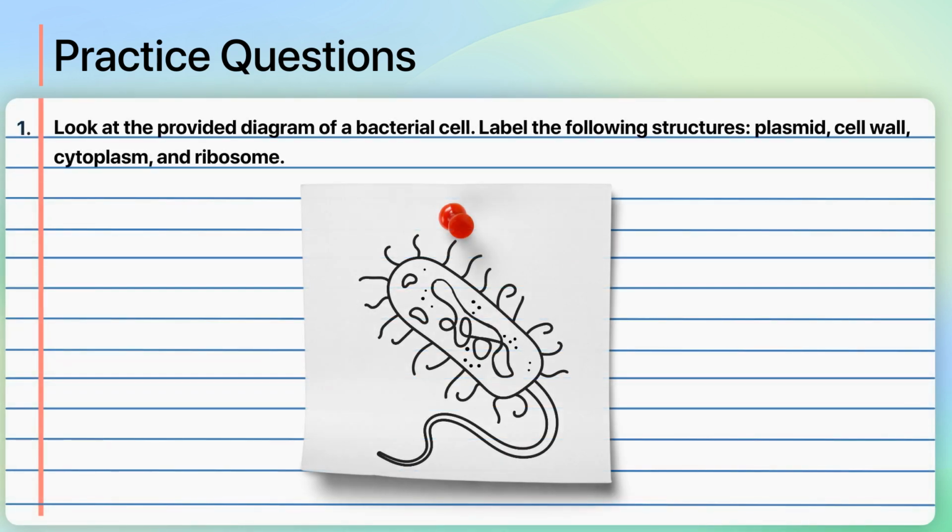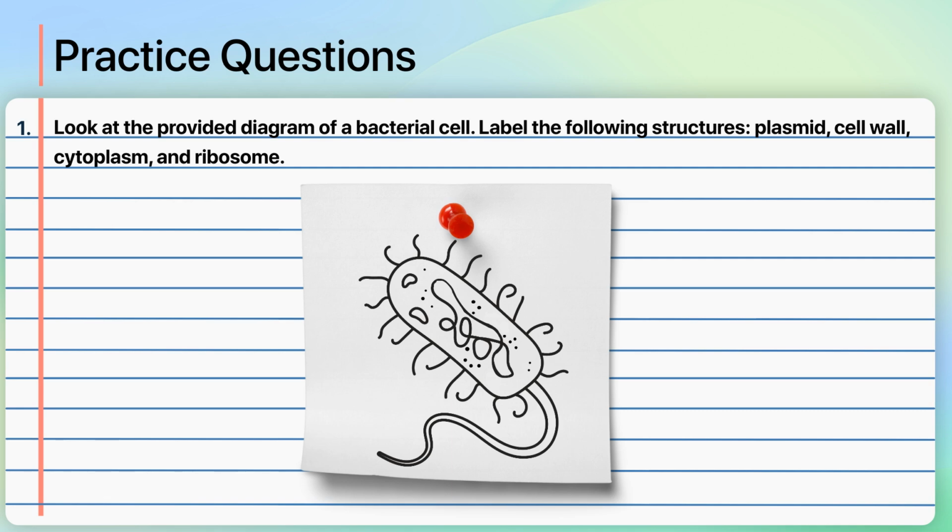Now, let's work through some questions to consolidate our knowledge of bacterial cells and their organelles. Here's our first question. Look at the provided diagram of a bacterial cell. Label the following structures: plasmid, cell wall, cytoplasm, and ribosome. Pause here to have a go.